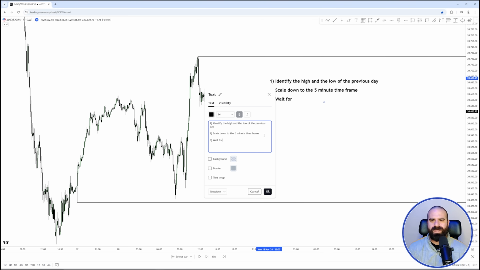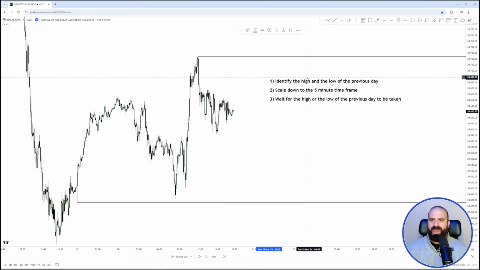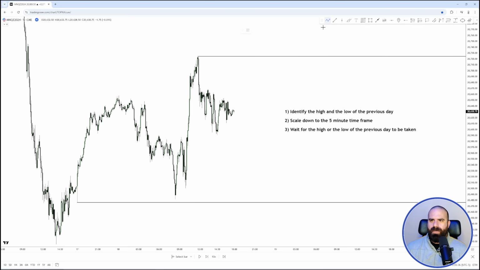Step 3 is saying wait for the high or the low of the previous day to be taken. Okay, in other words, wait for the liquidity above the previous day's high or below the previous day's low to be taken, to be grabbed.